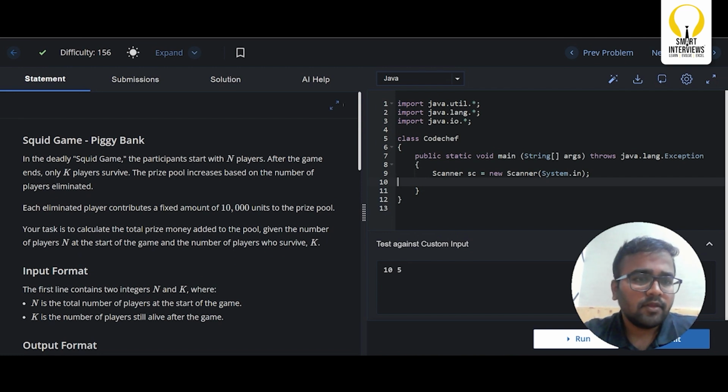In the deadly Squid Game, the participants start with n players. So there are n players. After the game ends, only k players survive. So I hope you know how Squid Game works. There will be n players and k players are going to survive.